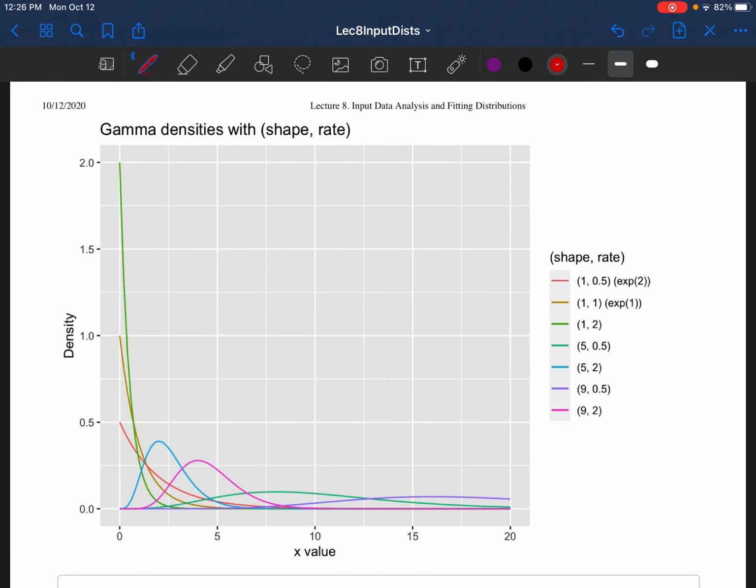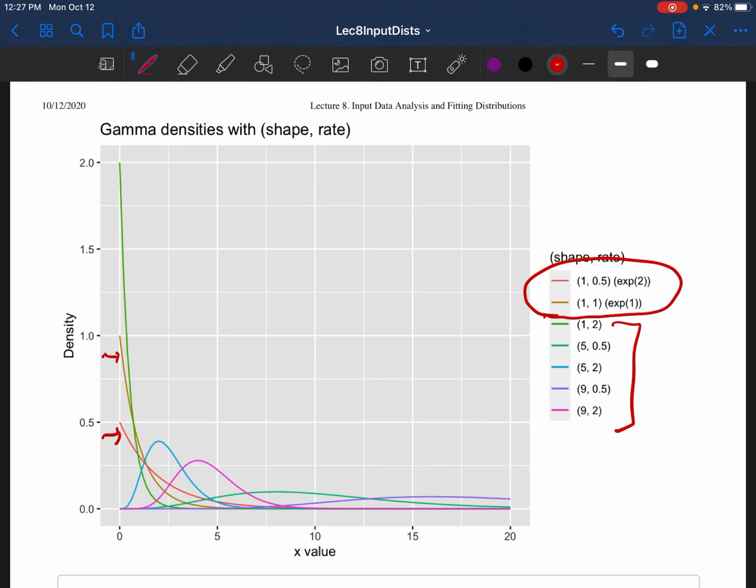You can see that these first two, the red and the gold lines, are actually just exponentials. But the non-exponential gammas, you can see they have all sorts of different shapes, and they've been used to model a variety of different things. Exponentials start off on a high peak, then go down low, and then just go to 0. Gammas have extra curvature in them. Okay, so they're useful for a wider variety of situations.